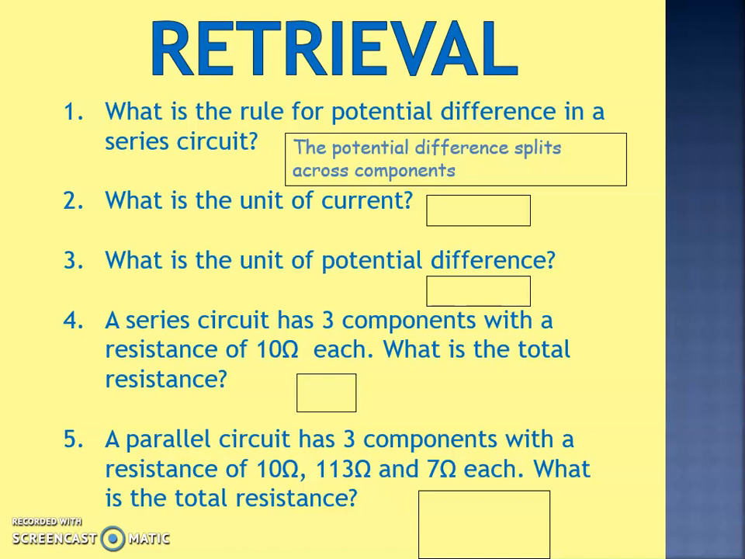Question 2, what's the unit of current? Current is measured in amps, which is a capital A for the symbol. Question 3, the unit of potential difference. Potential difference is volts. V is the symbol.